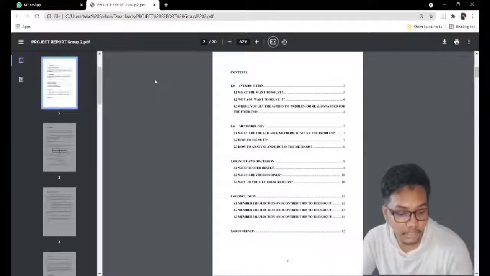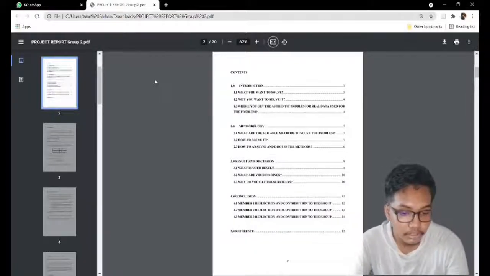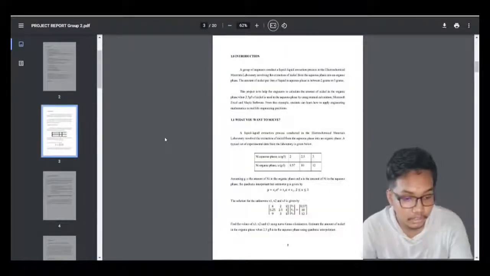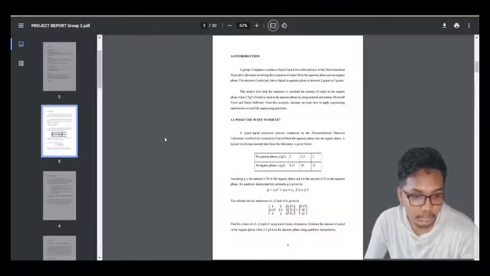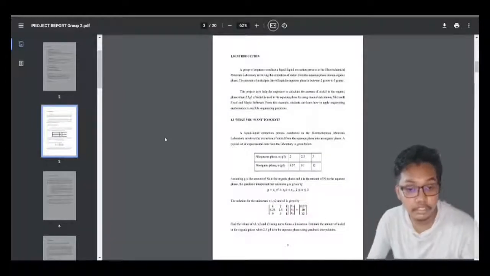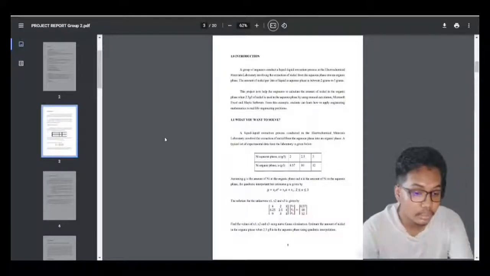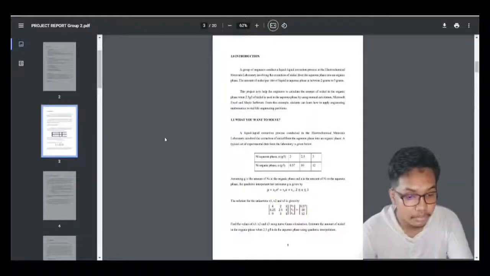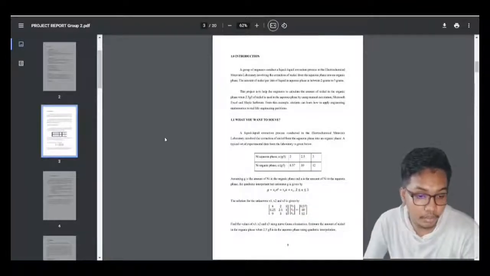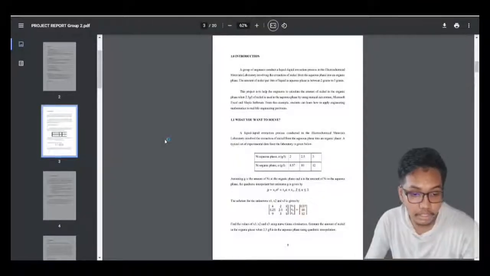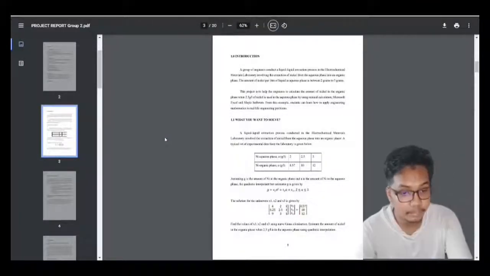So the first one is I want to introduce what we want to solve. So what is the problem? The problem is based on a chemical engineering question, where a group of engineers conduct a liquid extraction process in the electrochemical materials laboratory involving the extraction of nickel from the aqueous phase into an organic phase. The amount of nickel per liter of liquid in the aqueous phase is between 2 grams to 3 grams.